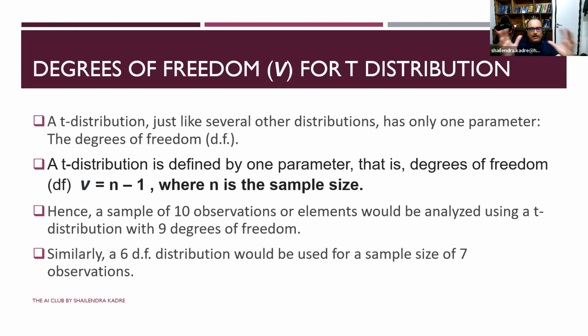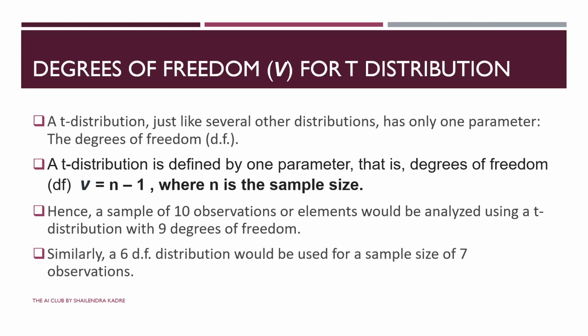For this, assume that there is only one parameter in T distribution, which is degrees of freedom, given by n minus 1. What is n here? The sample size. So degrees of freedom, called df, is given by n minus 1. Got it? That is the only parameter in the formula. Suppose I have 10 observations. What will be my degrees of freedom?